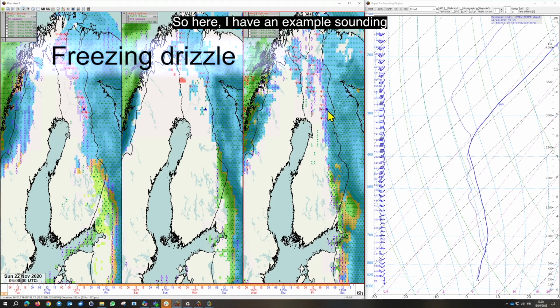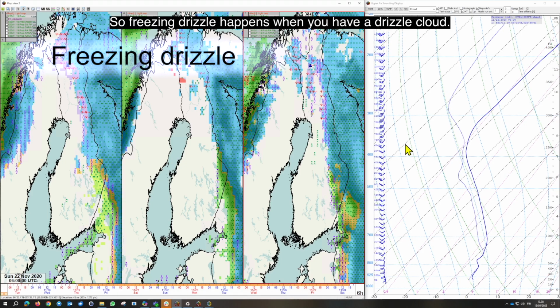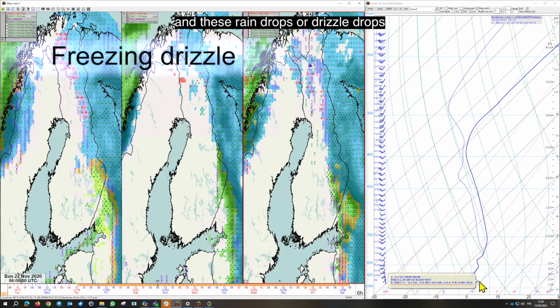So here I have an example sounding of the situation where the model is predicting freezing drizzle. Freezing drizzle happens when you have a drizzle cloud. Drizzle cloud is usually very close to the surface, and it should be at least 1 kilometer deep in order to produce precipitation to the ground. And it becomes freezing when the cloud is on the negative side of the zero isotherm. So the water droplets are not yet freezing, even though it's on the freezing side of the zero isotherm. But when the precipitation falls down and these raindrops or drizzle drops are hitting a surface, they freeze immediately. And that's why it's very important to be able to forecast these situations.